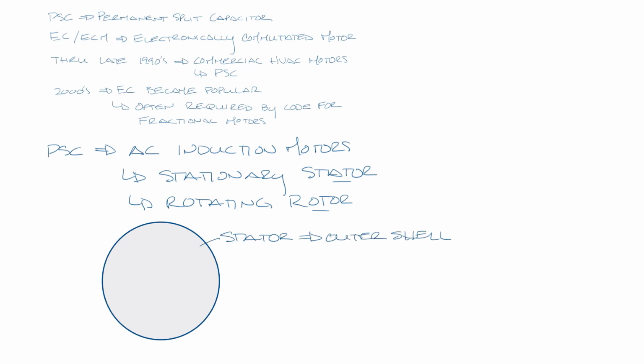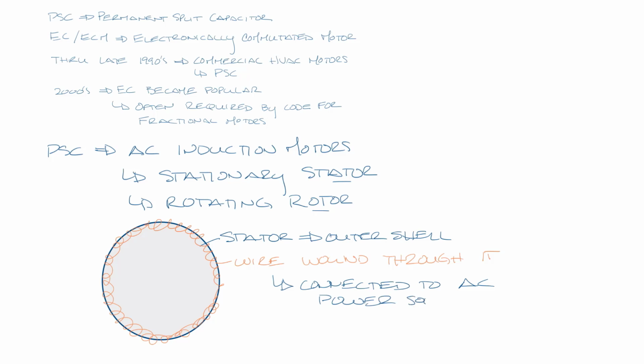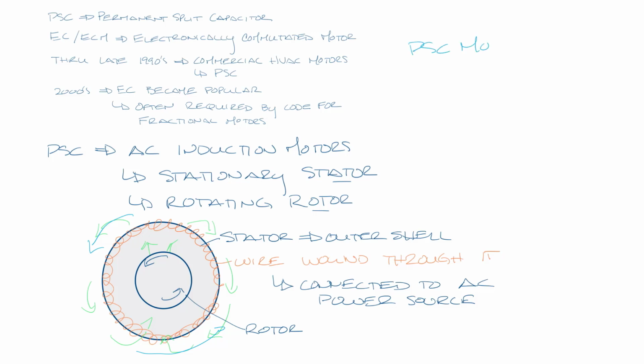It doesn't move. Coils of wire that are connected to AC power are wound through it, and when the AC power is applied, it creates a rotating magnetic field in the stator. So you have this magnetic field, and then the whole field is rotating around. The rotor is located inside the stator, and it's designed to rotate. When the motor is turned on, the rotating magnetic field created by the stator induces a current in the rotor, and this causes it to rotate.